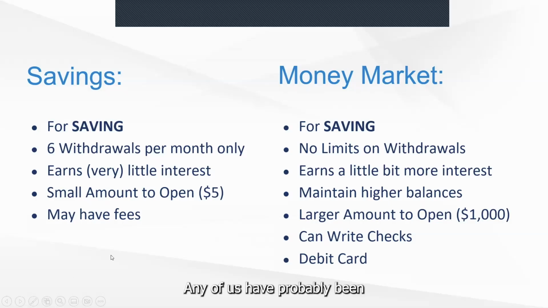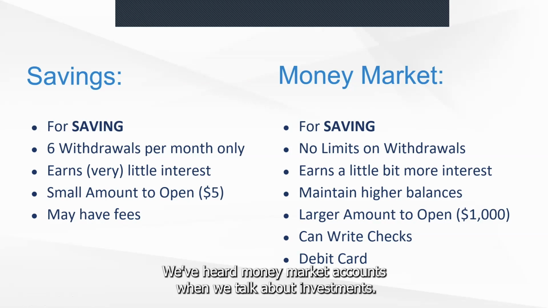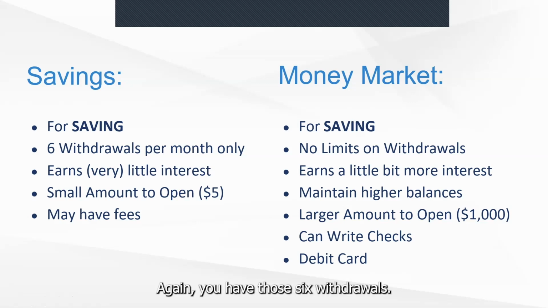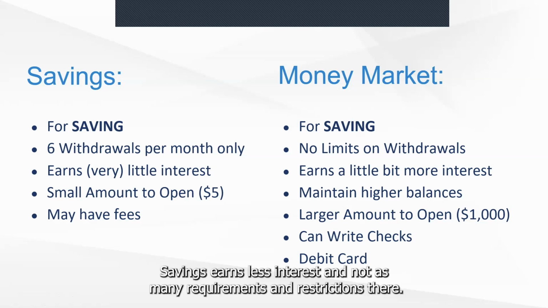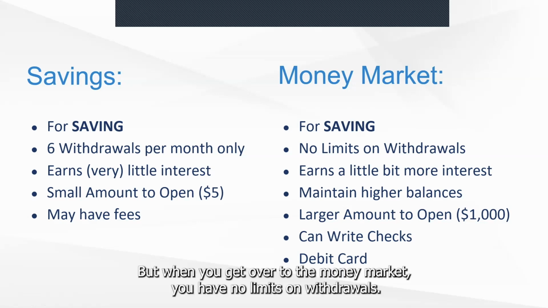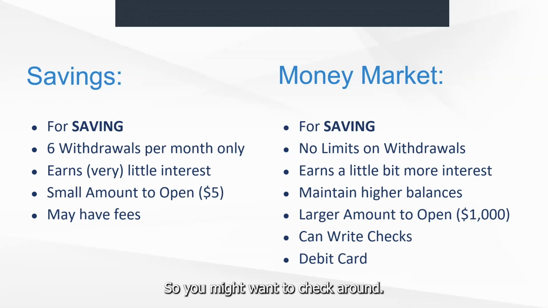Any of us have probably been into the bank and seen advertisements for savings versus money market. We've heard money market accounts when we talk about investments, but here are some differences here. On the savings account, again, you have those 6 withdrawals, no checks come with that savings, earns less interest, and not as many requirements and restrictions there. But when you get over to the money market, you have no limits on withdrawals. Money markets often come with a book of checks. It earns a little bit more interest. So you might want to check around.